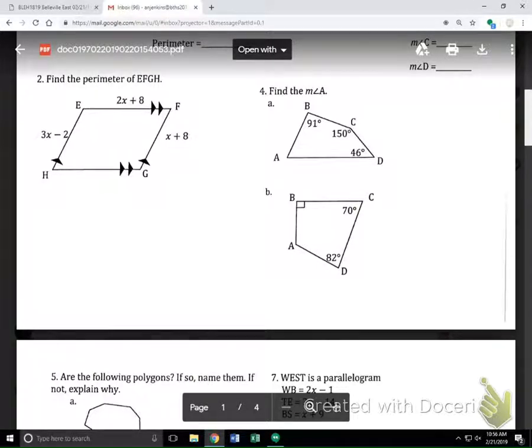On question number, well, I guess this one's number 2. So on question number 2, find the perimeter of this parallelogram. So we know the opposite sides are congruent. So which two sides am I going to set equal to each other? E. So GF, yep, equals side opposite of it.